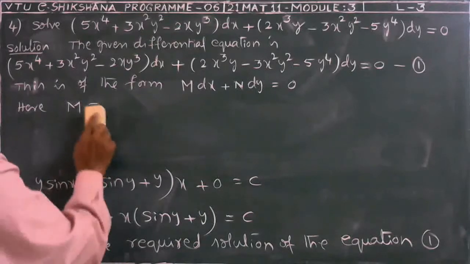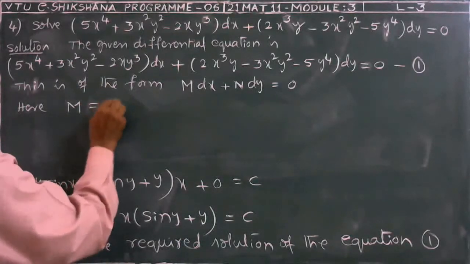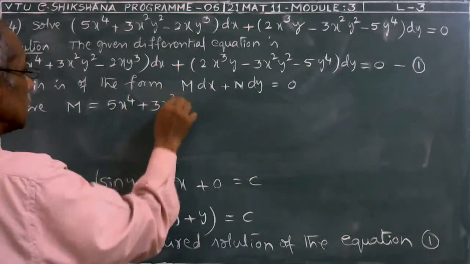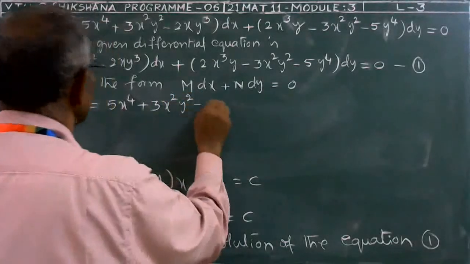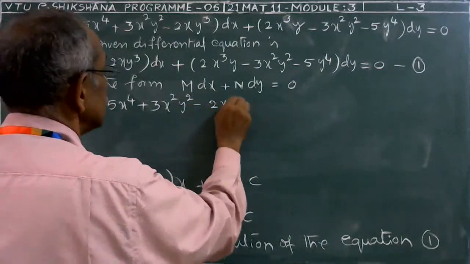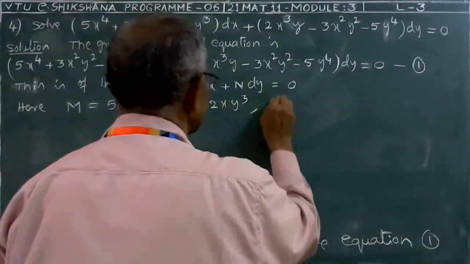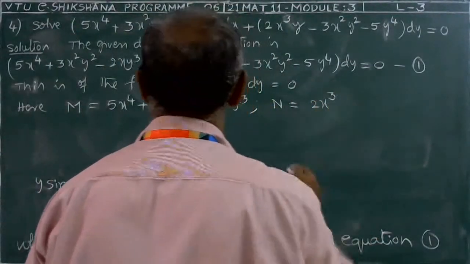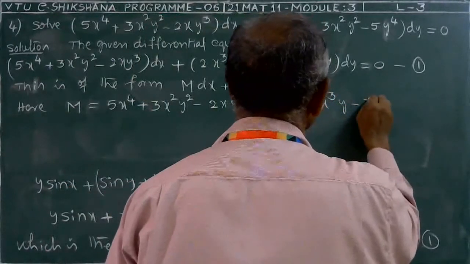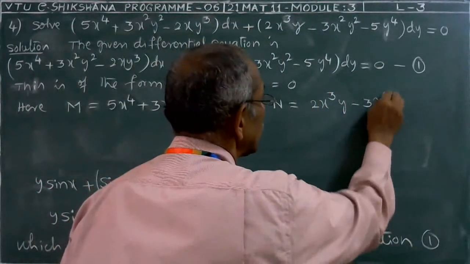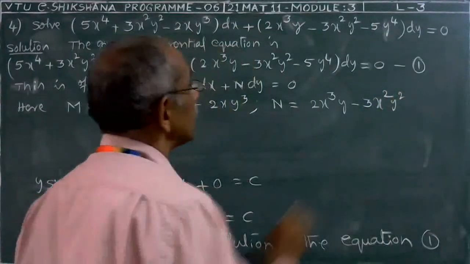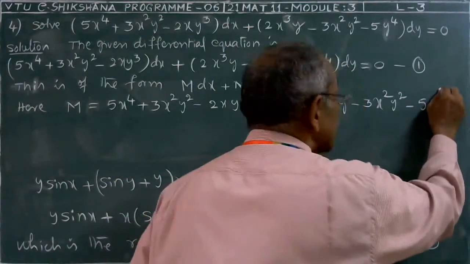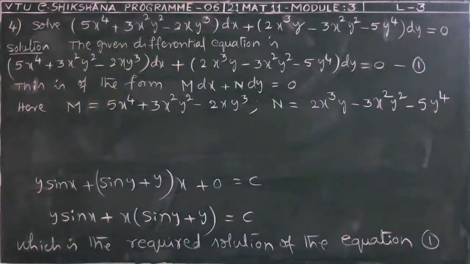M is equal to 5 into x power 4 plus 3x²y² minus 2 into x into y³, and similarly N is 2 into x³ into y minus 3x²y² minus 5y⁴.